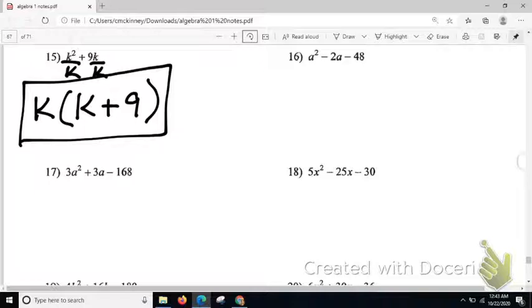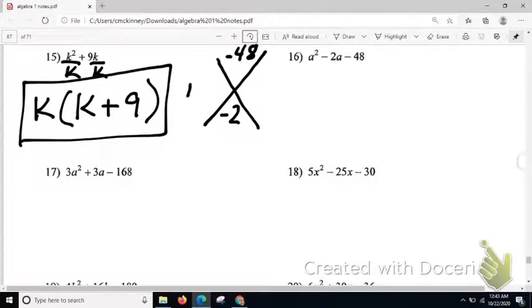Okay, number 16, you just go straight to your two sets of parentheses. You're looking for two numbers that would multiply to be that 48, subtract to be 2. You're going to have a plus and a minus. Sometimes students like to use a little organizer. I didn't show you this yesterday because I don't usually use it, but call it like an X factor. Find your X factors. So what multiplies to be negative 48 and adds to be negative 2?